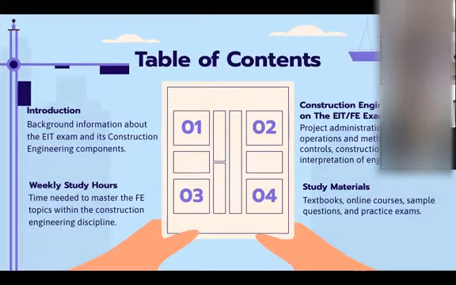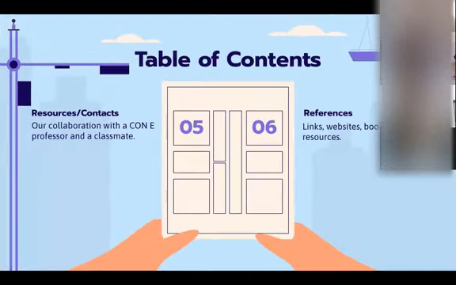This is our table of contents. First, we will do an introduction, background information about the EIT or FE exam, and then we'll go through the construction engineering topics that will be on the EIT exam. Then we will talk about the weekly study hours and the study materials. After that, we will talk about our resources or contacts that we talked to and our references.